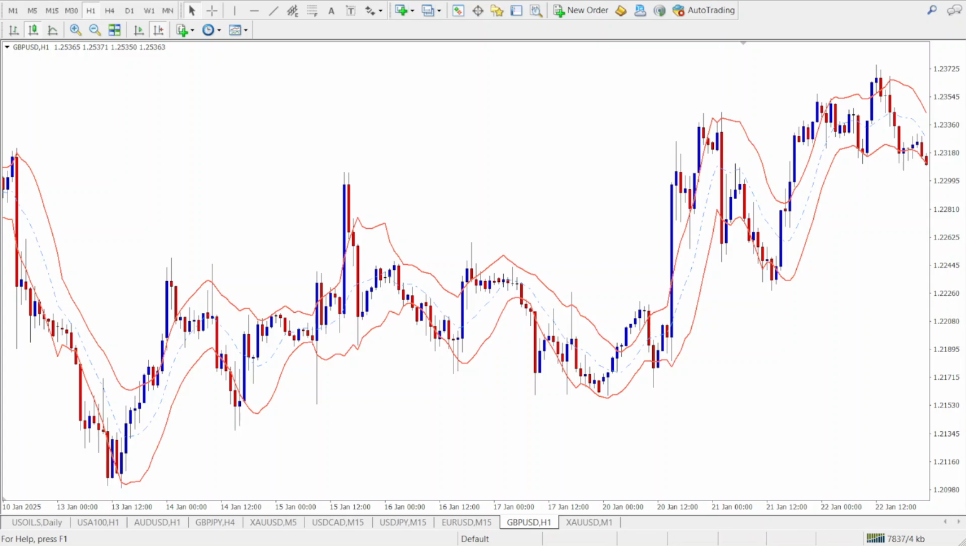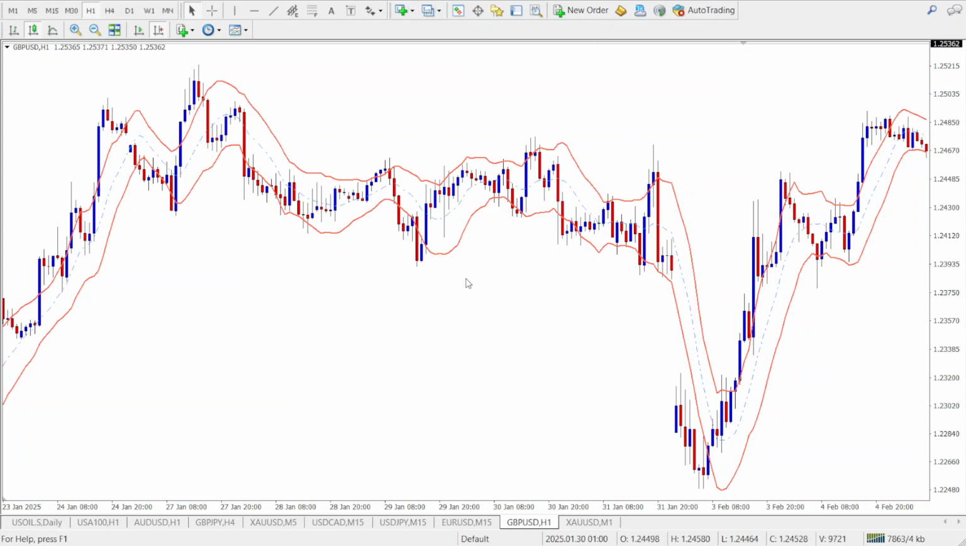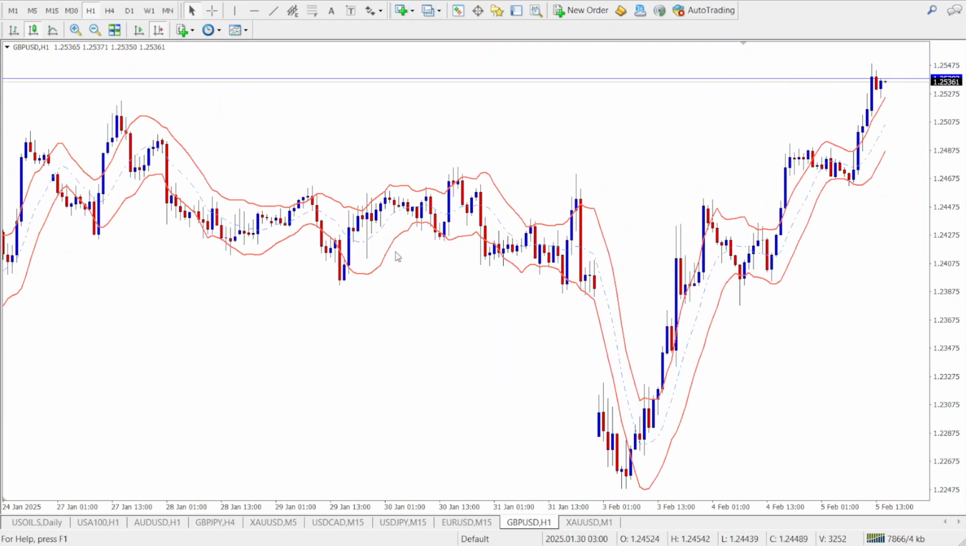Then finally, the volatility breakout strategy. When the price has been moving within the bands and then suddenly breaks out of the channel, this could be a sign of increasing volatility. This is often an indication that a strong trend could follow, and entering a trade after the breakout could be an effective strategy.